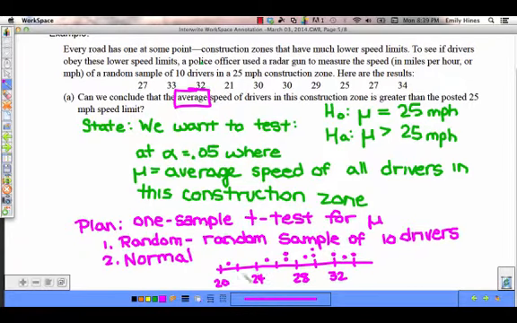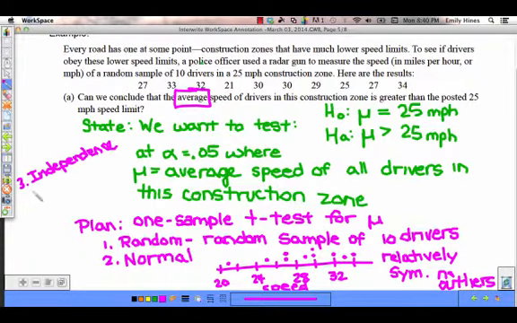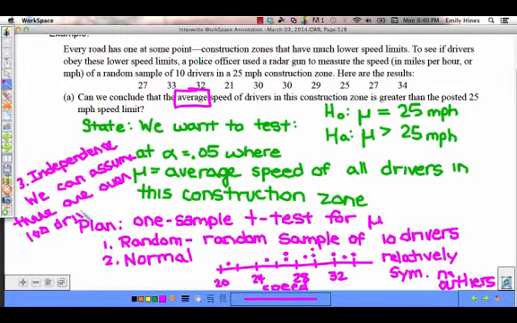So this looks relatively symmetric with no outliers. Let me label this. This is speed. No outliers. And then finally we need to do independence. I am running out of room, so let's just do that one over here. Independence. We can assume there are more than 100 drivers in this construction zone. Okay, so again, all of my conditions check out. Random, normal, independent.